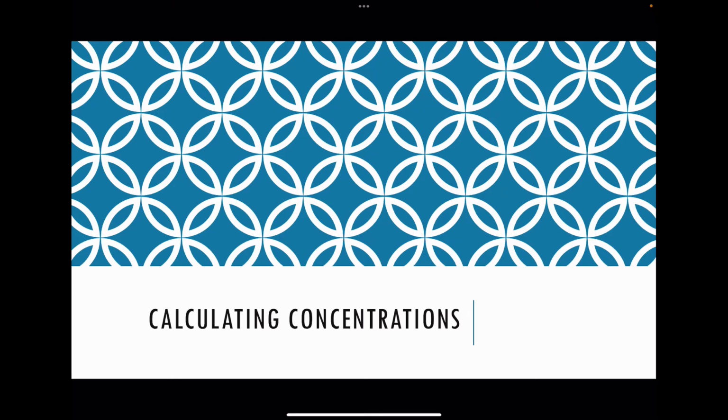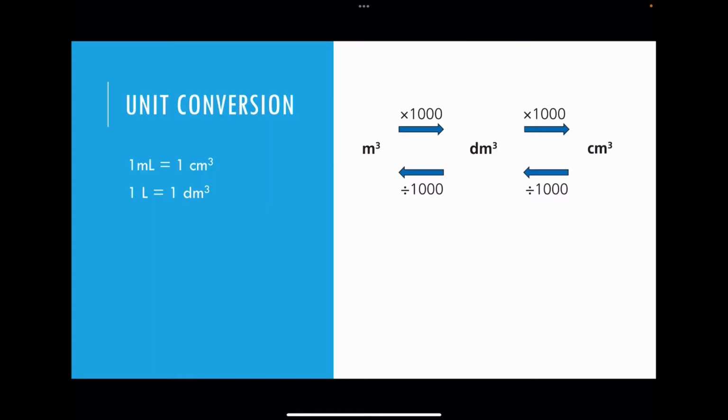Calculating concentrations. First, some conversion of the key units. Oftentimes, we use milliliters and liters to measure the volume. In IB chemistry, centimeter cubed and decimeter cubed are used instead. 1 mL is 1 centimeter cubed and 1 liter is 1 decimeter cubed.